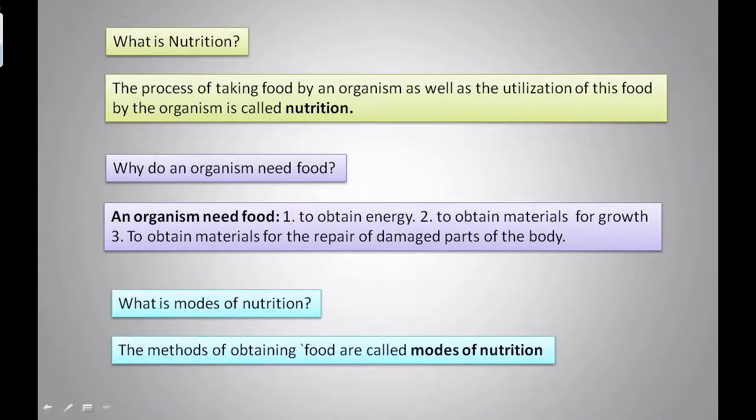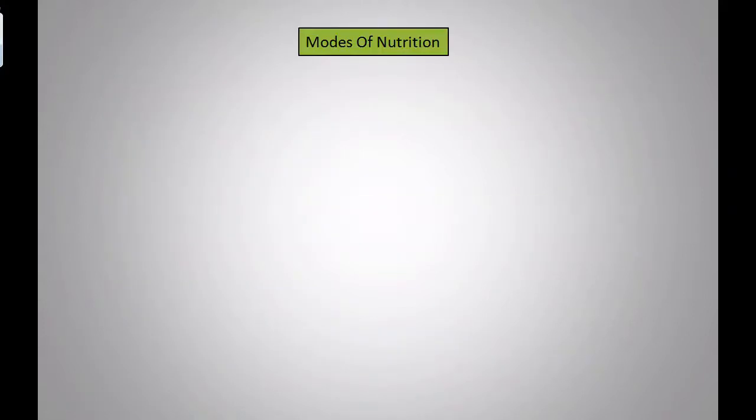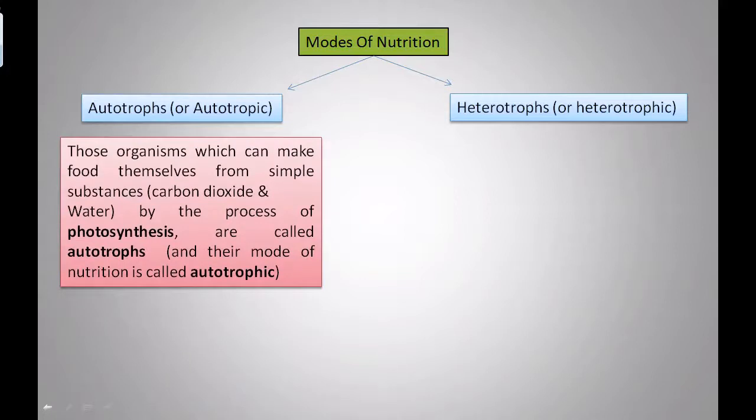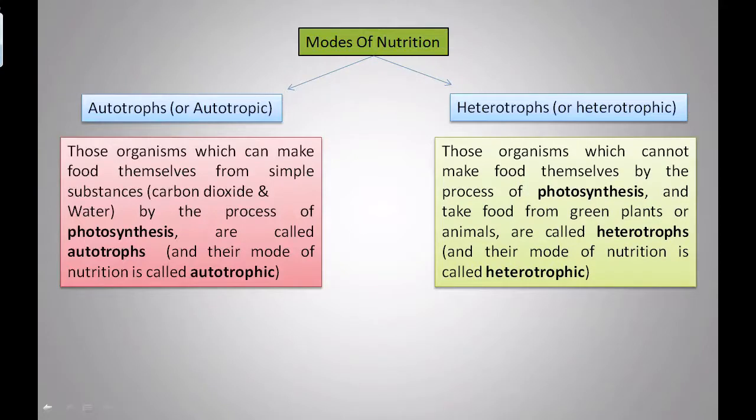What are modes of nutrition? The methods of obtaining food are called modes of nutrition. The different types of modes of nutrition are autotrophs and heterotrophs. Those organisms which can make food themselves from simple substances like carbon dioxide and water by the process of photosynthesis are called autotrophs. Whereas those organisms which cannot make food themselves by photosynthesis and take food from green plants or animals are called heterotrophs.